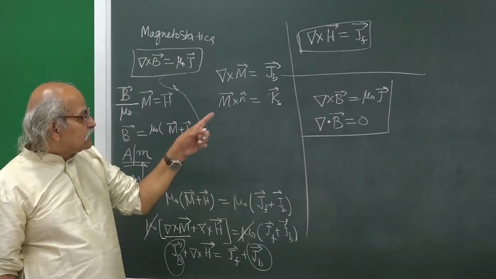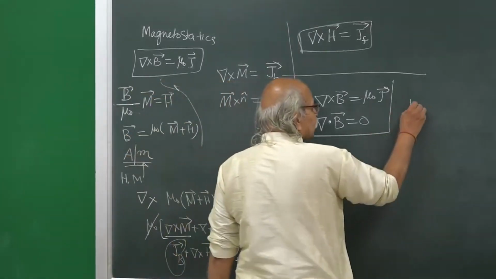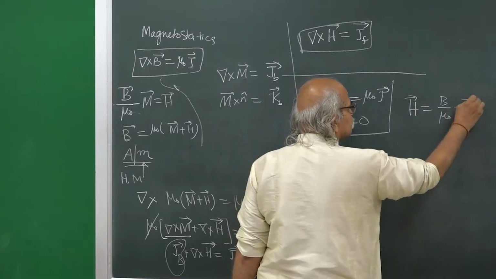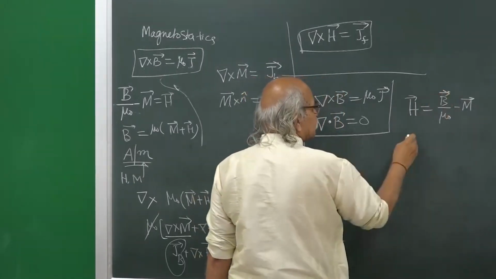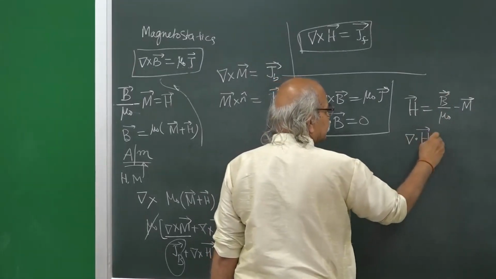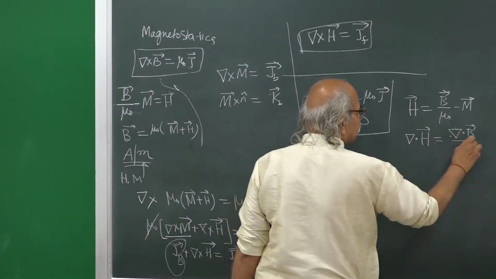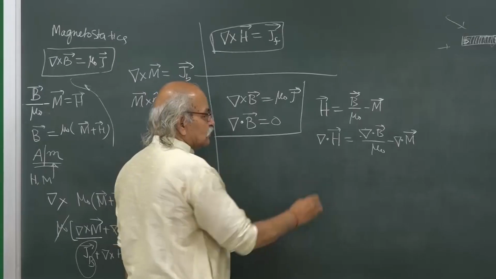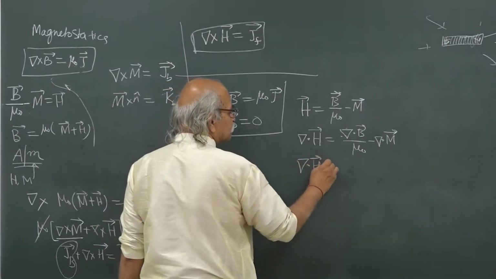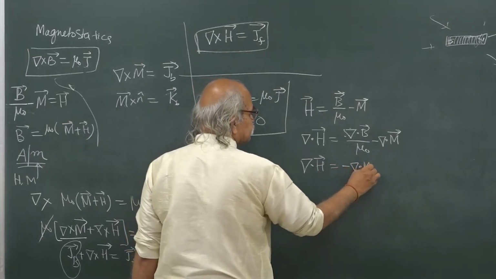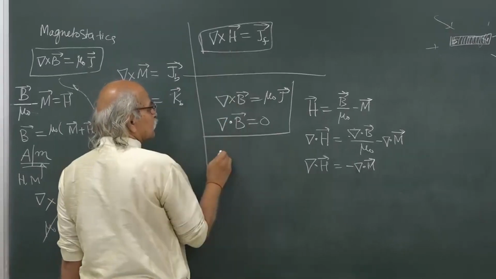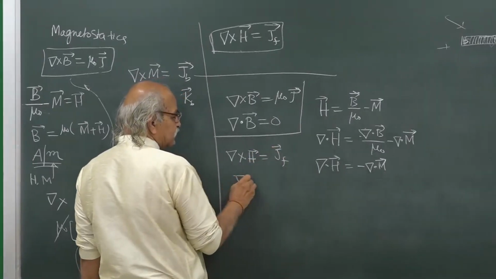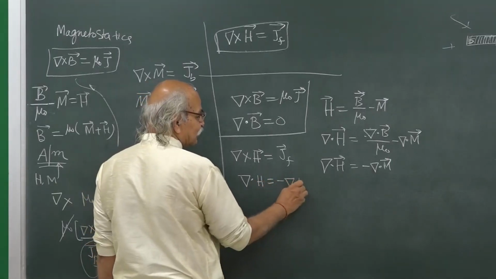And if we think of this H, H is equal to B by mu naught minus M, and divergence of H is equal to divergence of B divided by mu naught minus divergence of M, and divergence of B is 0. So divergence of H is equal to minus divergence of M. So you have curl of H equal to J_F, but divergence of H is equal to minus divergence of M.